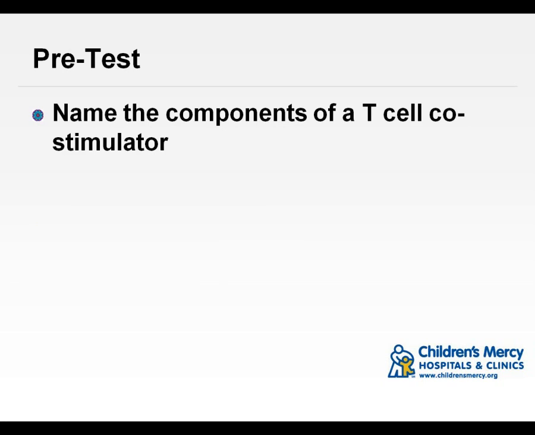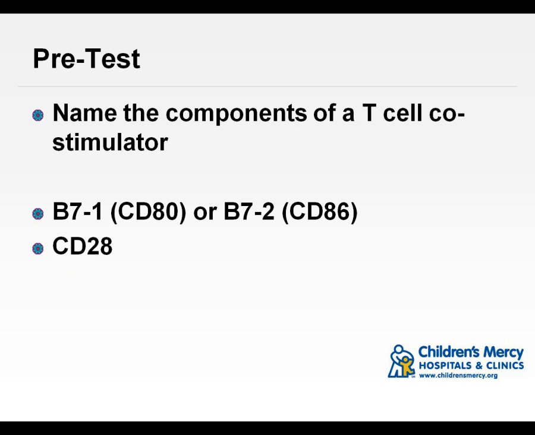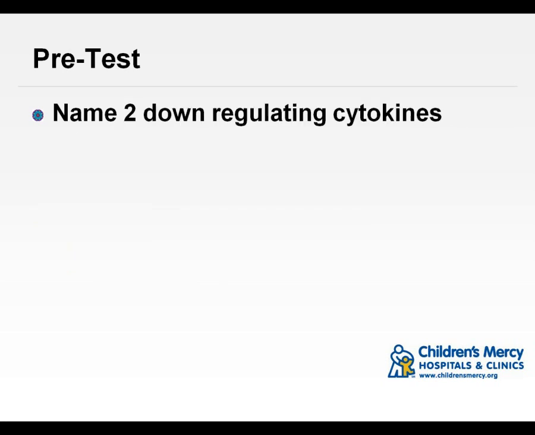Name the components of a T-cell co-stimulator. CD28. Yep, exactly. CD28, B7. B7 is also known as CD80 or CD86. Don't overwhelm yourself. Just start to get comfortable with the fact there's going to be lots of names for all these things, and you need to know them all. And two down-regulating cytokines, done to death, IL-10 and TGF-beta.